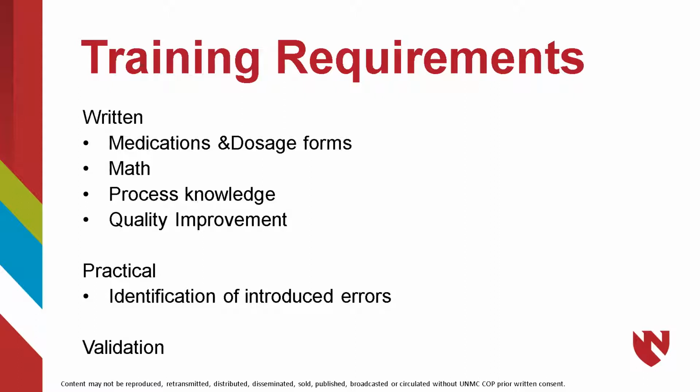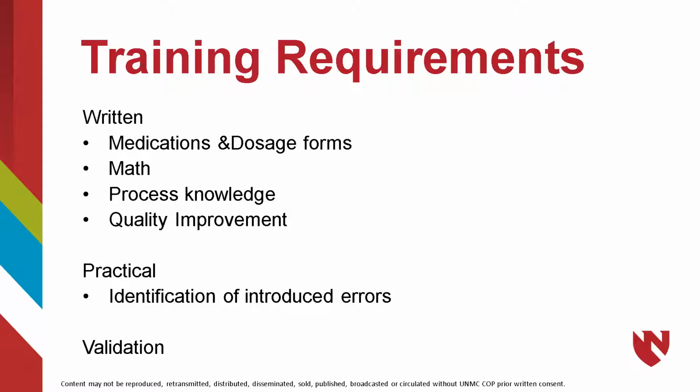The next component is a practical exam. This is where errors are specifically introduced into the unit dose system being checked for the applicant to identify. Usually there are a certain number of errors introduced per number of doses checked to obtain an accuracy percentage. The final step is validation. This is the process where a pharmacist spot checks continued accuracy.